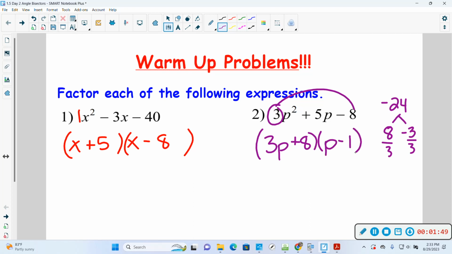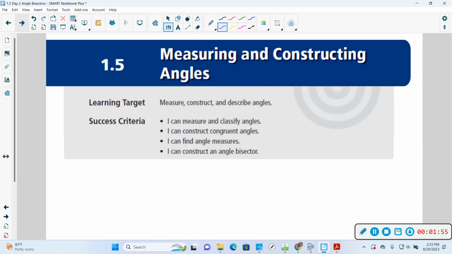Any questions on factoring that? Okay, as you can see, factoring just keeps coming up over and over, even in some of our geometry problems. That's why we kind of keep reviewing it. So today, we're going to focus on this angle bisector piece. I haven't technically shown you that, but I feel like you could figure it out. Because what does the word bisect mean? Cut in half.